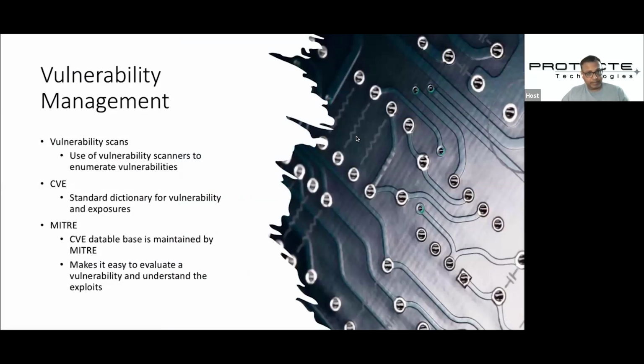Vulnerability management, we covered yesterday. What is the CVE? What is the CVSS? Vulnerability management is basically used so that you use vulnerability scanners to find vulnerabilities in your organization and then try to patch those vulnerabilities so that hackers are not able to get to those gaps in your software.